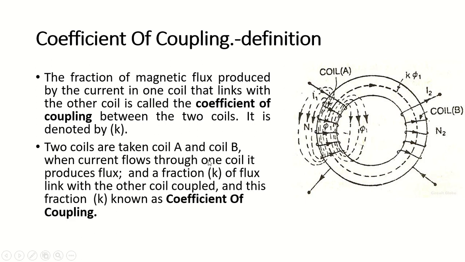So consider two coils, coil A and coil B. When current flows through coil A, it produces a flux phi1, and a fraction K of the flux, that is K phi1, links with the other coupled coil. This fraction K is known as the coefficient of coupling, the amount of flux linked with the second coil.